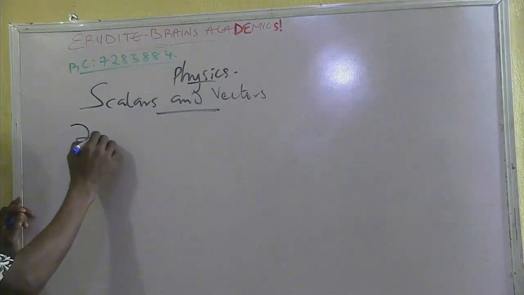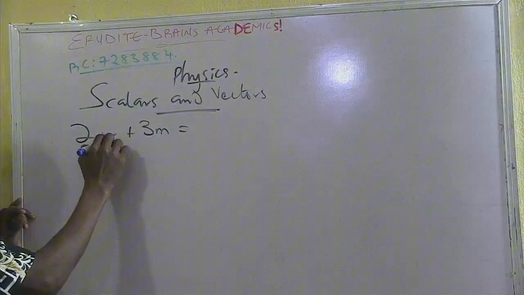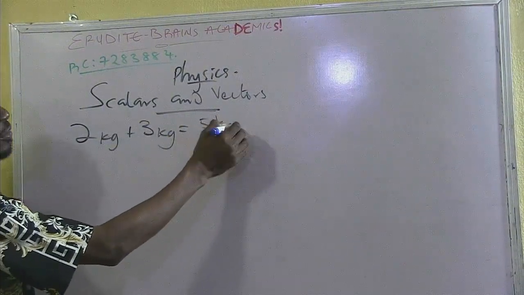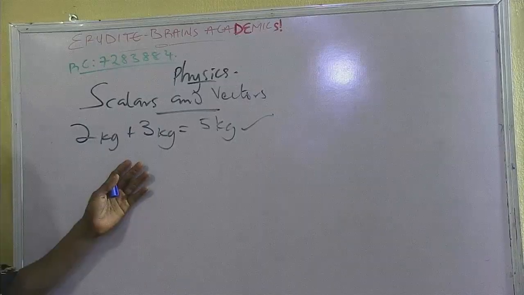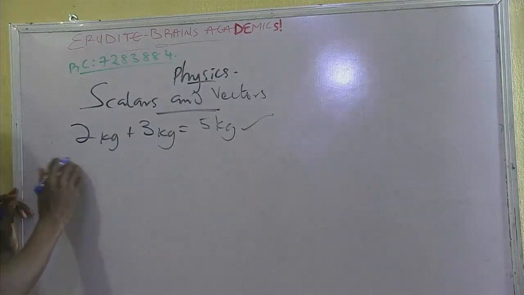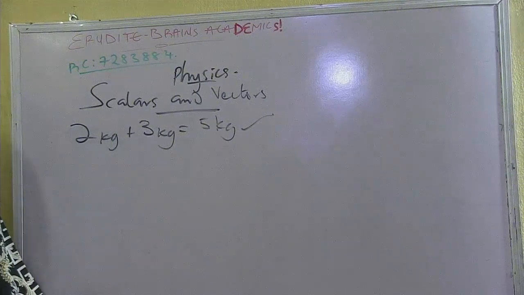You have 2 kg plus 3 kg. It gives you 5 kg straight away. This is an example of a scalar quantity. A vector quantity is a kind of quantity that is described by its magnitude and its direction.